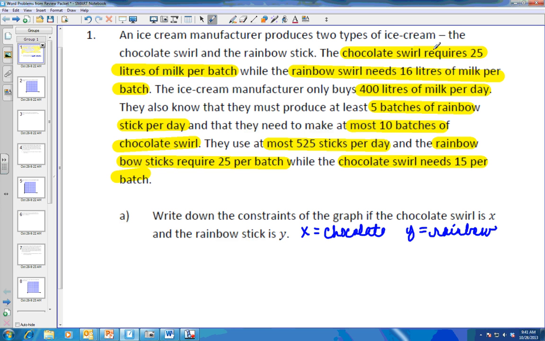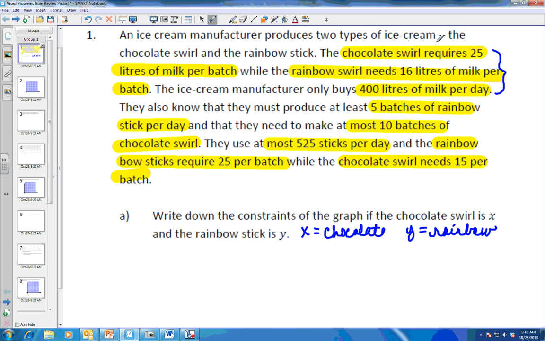Okay, so let's look at this first thing up here. The chocolate swirl requires 25 liters of milk per batch. And the rainbow swirl needs 16 liters of milk per batch. And then it says that they only buy 400 liters of milk per day. So we know that this information, we're going to have to put together because they're talking about the same thing. They're talking about how many liters they're going to have to use.